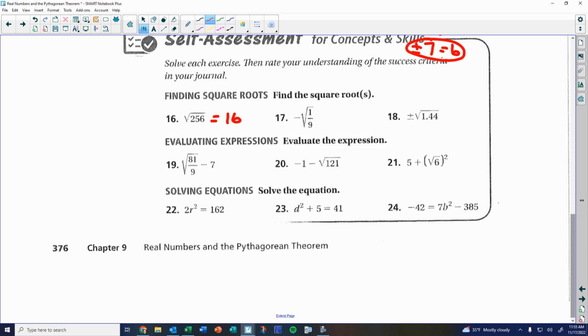Now remember, 17, when you have the square root of a fraction, you're going to take the numerator and square root it, and the denominator and square root it. So what's the square root of 1? 1. And what's the square root of 9? 3. So the answer to 17 is negative 1/3. Don't forget about the negative out in front. Okay? So anything you get wrong, just fix, because this is stuff that you're going to use to help study for the quiz. This is stuff that will be on the quiz.